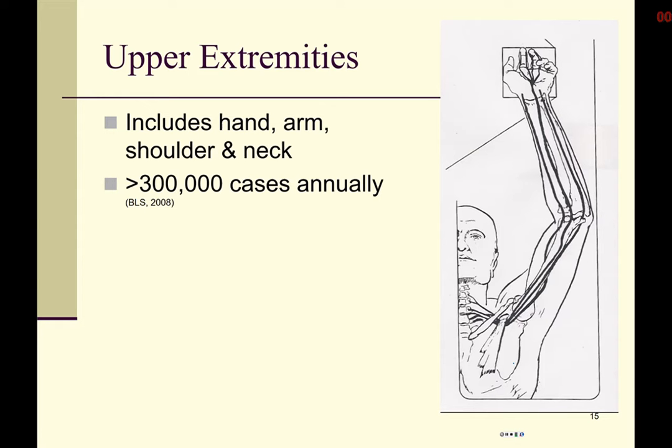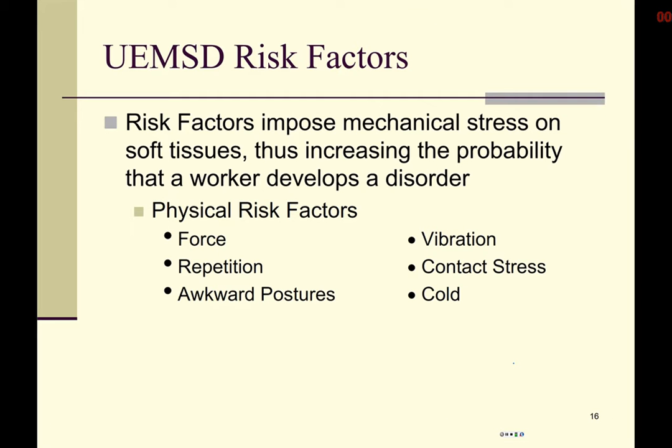This is significant because according to the Bureau of Labor Statistics, there are about 300,000 cases of upper extremity MSDs occurring annually. And so whenever you hear about repetitive jobs, if it's not a manual material handling job, it's typically repetitive due to stress on the upper extremities.